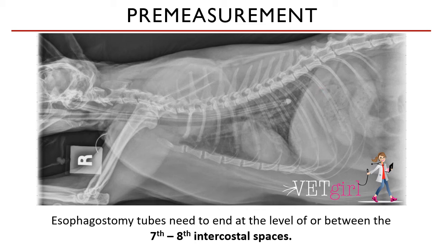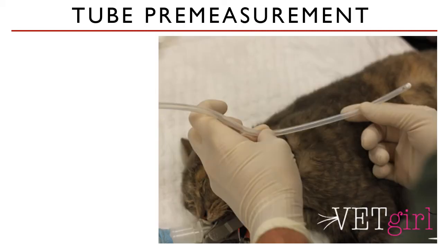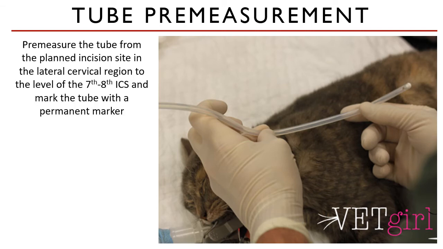But how do we know when we are placing it? How do we know that we're already in deep? And how do we adjust? Basic. Count for the 7th and 8th ribs through palpation with your fingers. You can feel for your ribs. Count. Pre-measure the tube from the planned incision site on the lateral neck, right here, to the level of the 7th or 8th intercostal space as you palpate it. Mark the tube with a permanent marker.